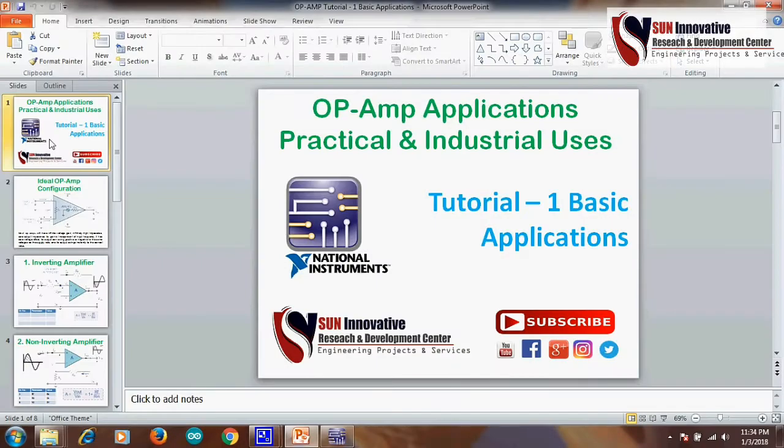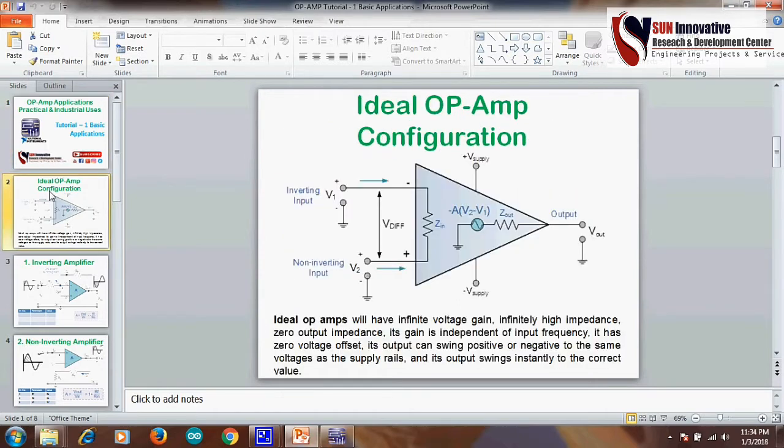Hello everyone. Today this video will show you the design and the loads of applications of operational amplifier. So today is tutorial 1, basic application of operational amplifier, and all operational amplifier circuits will be verified in National Instruments Multisim software. Now this is the operational amplifier configuration.